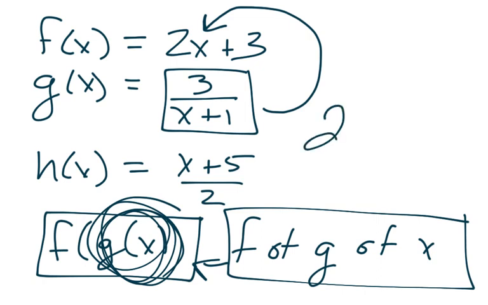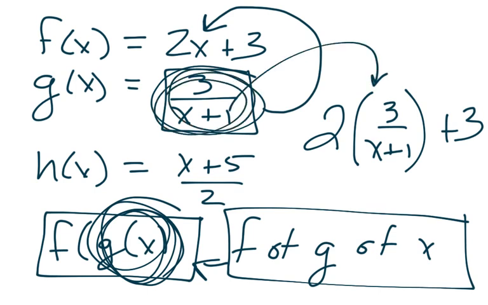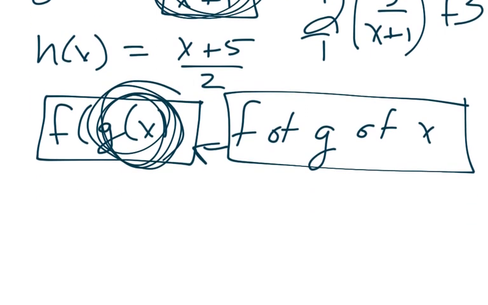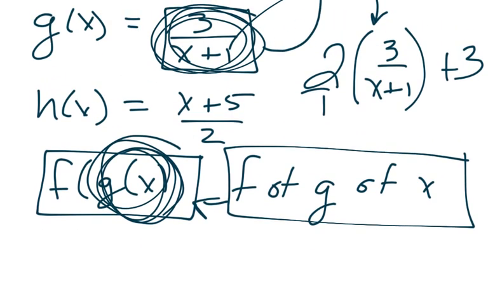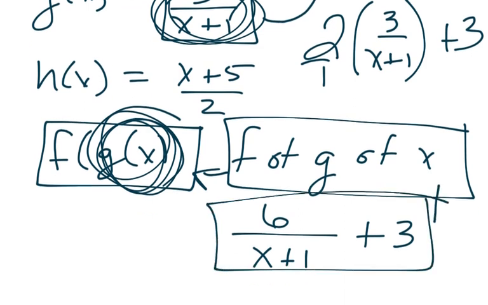And so it'll be 2, and then we're going to put parentheses and put the 3 over x plus 1 there, and then the plus 3. Do you see what I did? I put this in where the x was. And now I can multiply, what's 2? That's going to be 2 times 3. I can make that 6 over x plus 1 plus 3, and that's pretty much where you'll stop. All right? You'll just leave that as your answer.